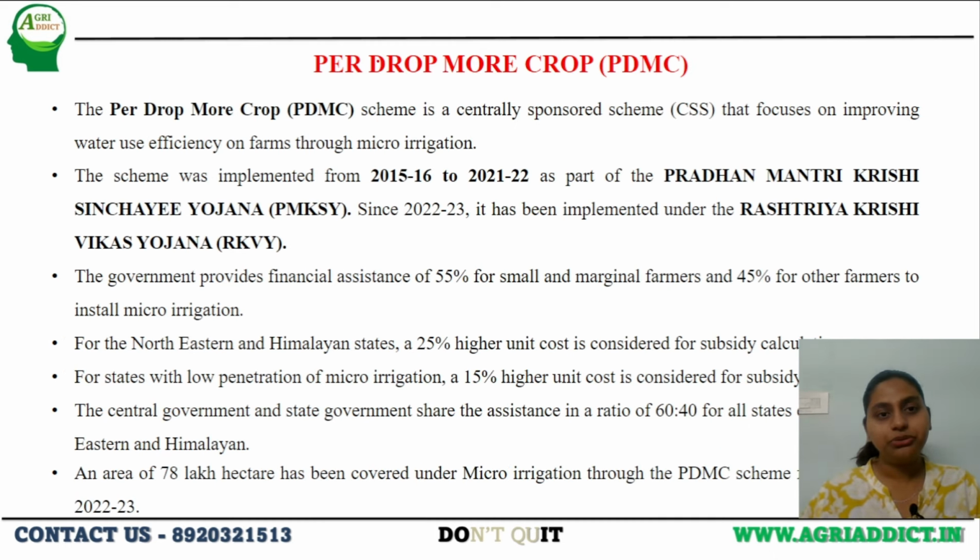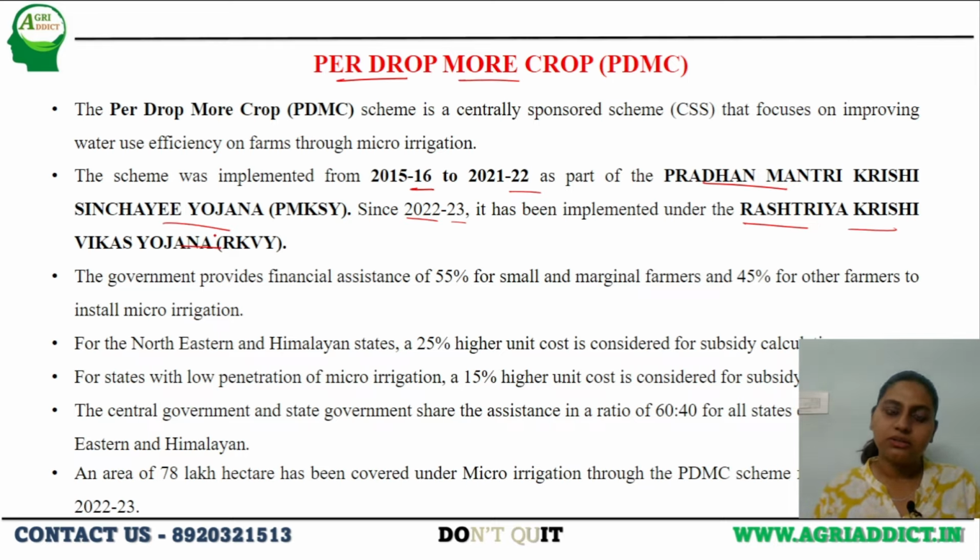Next, coming to the next scheme, that is Per Drop More Crop scheme, and it is a centrally sponsored scheme which is majorly focusing on promoting micro irrigation among the farmers. This scheme was launched from 2016 to 2022 as a part of Pradhan Krishi Vikas Yojana, but recently in 2022-2023 it has been implemented under Rashtriya Krishi Vikas Yojana. It has been changed.